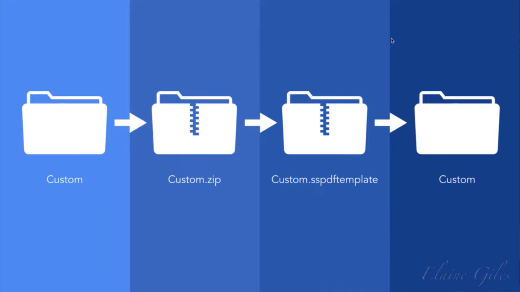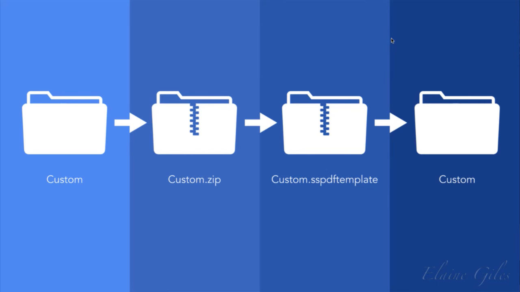Then change the extension, be careful with that, macOS is doing its own thing. So SS PDF template. And then when you import it, it turns itself back into a template for you on the machine that you have imported it into.